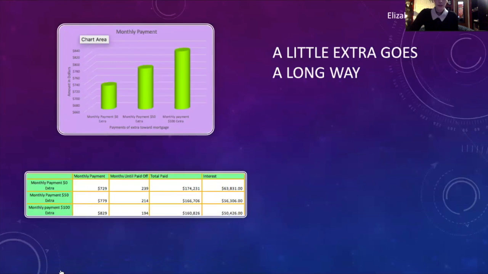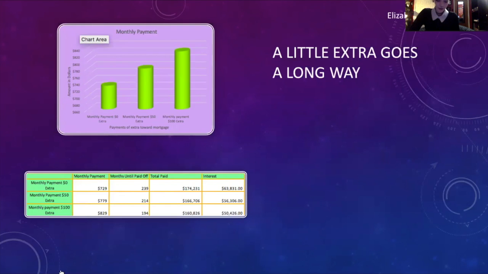Let's say you make the minimum monthly payment. That amount will be $729, using the same information from the last slide. Months until it is paid off is 239 months. That's a total of $174,231. Now, the interest on that would be $63,831. What? Okay. That's the normal amount.